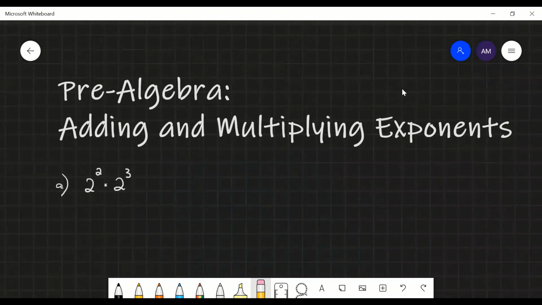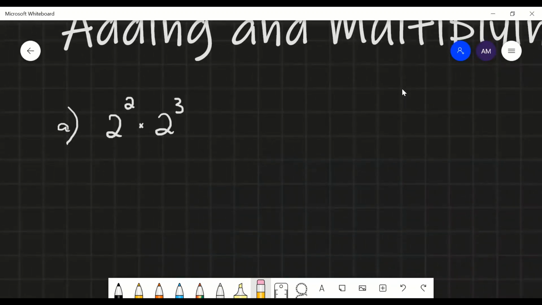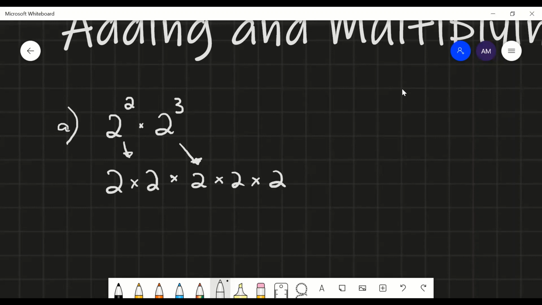In this video, we're going to look at when to add or multiply exponents. So in the first example, we have 2 to the power of 2, which is the same, if you remember, as 2 times 2, multiplied by 2 to the power of 3, which is the same as 2 times 2 times 2.